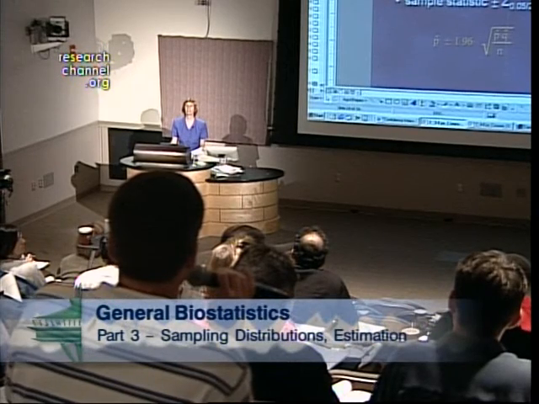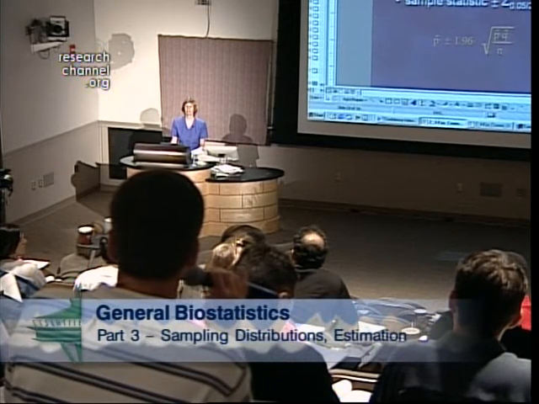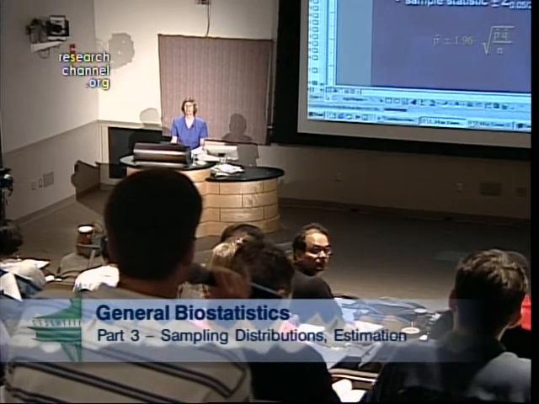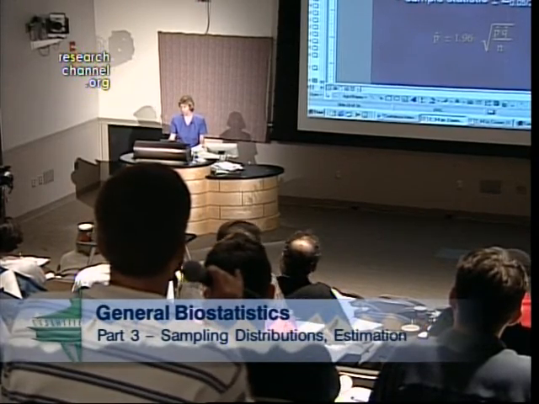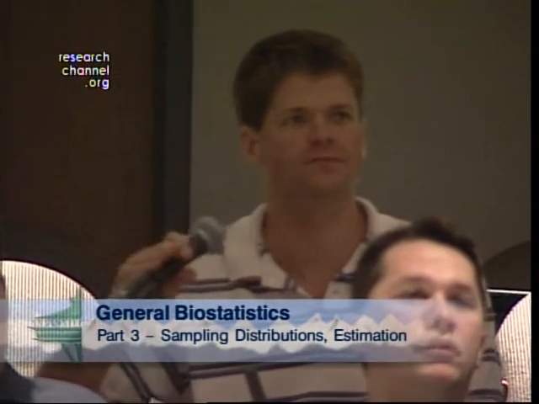If you don't have access to the t-table and you use the z value instead, will that overestimate or underestimate? So let's go back and look at that. This was a very good question. The question was: suppose you don't have access to the t-table and you used a z instead.